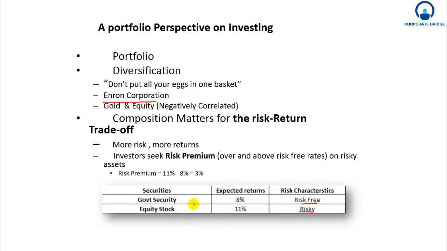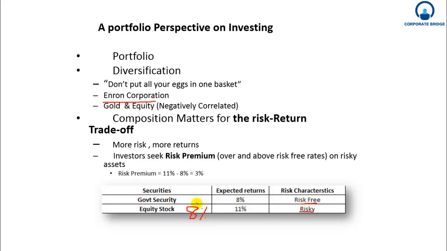Now, if you have an option to invest in either of the two stocks, and if equity stock will also give you 8% of return, then will you opt to invest in equity stock? Not at all, because with same amount of returns, you have an option to invest in a risk-free asset which will give you guaranteed returns. So you will never opt to invest in equity stocks.